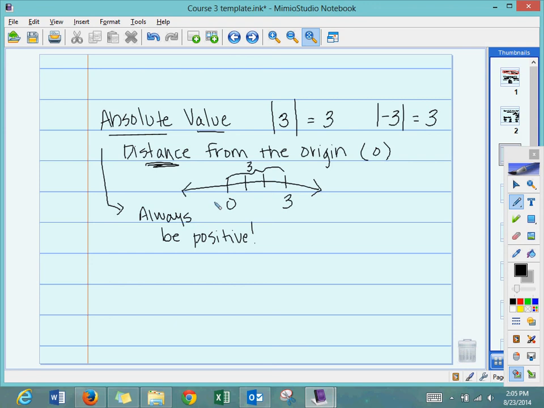Okay, and so you're going to have some practice arranging integers in order from least to greatest, and you can use a number line for that. Also comparing and then writing sets of numbers. Okay, so these are the notes that I want you to have, and I will see you in class.